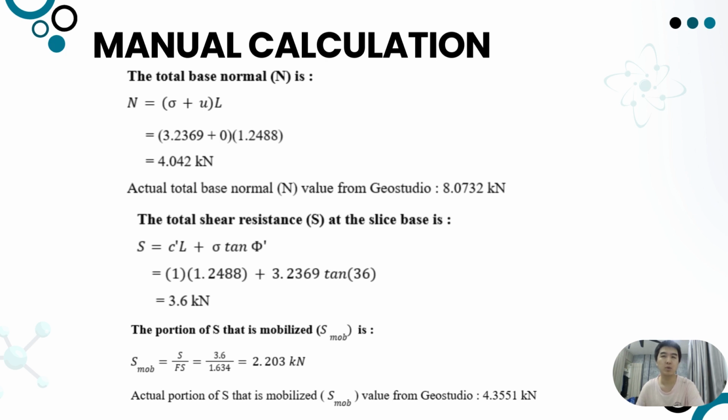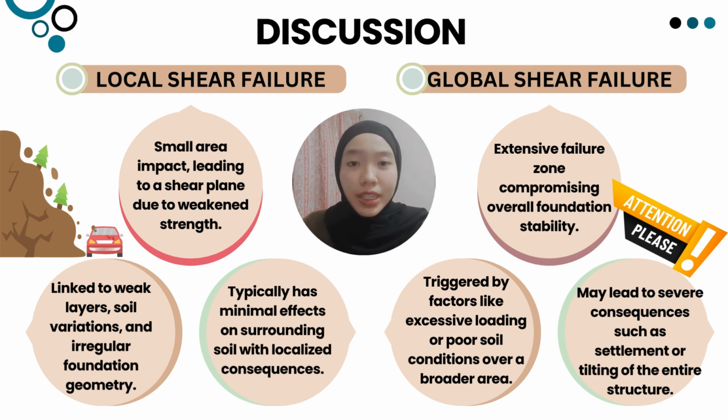The total shear resistance S at the slice base is S equals C times L plus sigma times tan phi, which equals 3.6 kN. Then the portion of S that is mobilized, S mob, is equal to S over F, and it is 2.203 kN. The actual portion mobilized value from GeoStudio is 4.3551 kN. For discussion, we are going to see the differences between local and global shear failure.